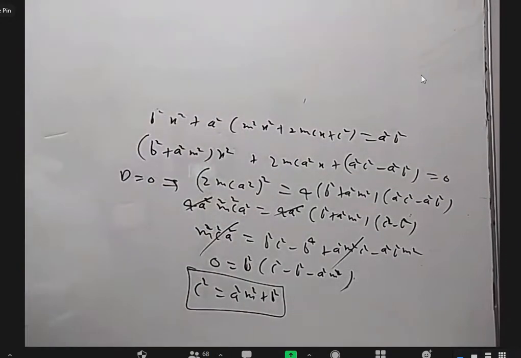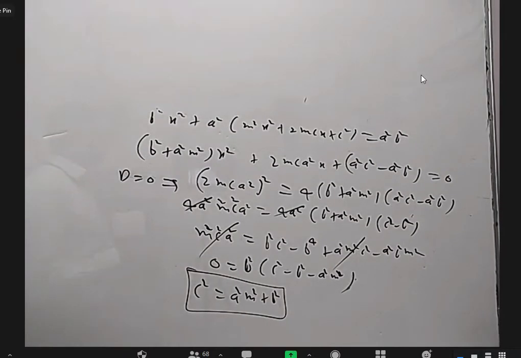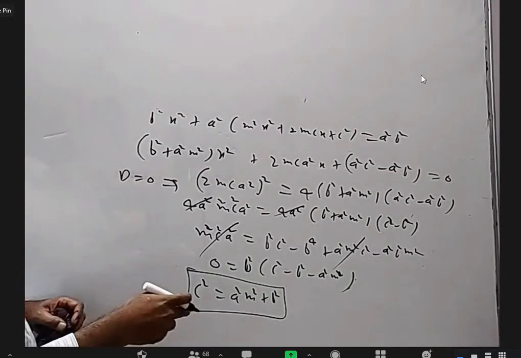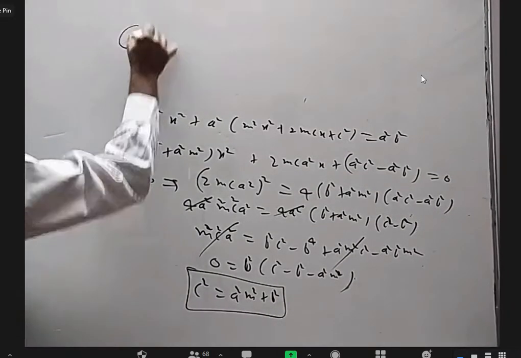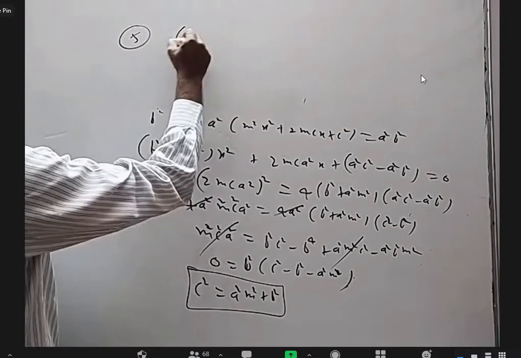Okay, this is the third point, in this tangent and normal. Fourth. This one was fourth. Fifth point. What is that? The general tangent.